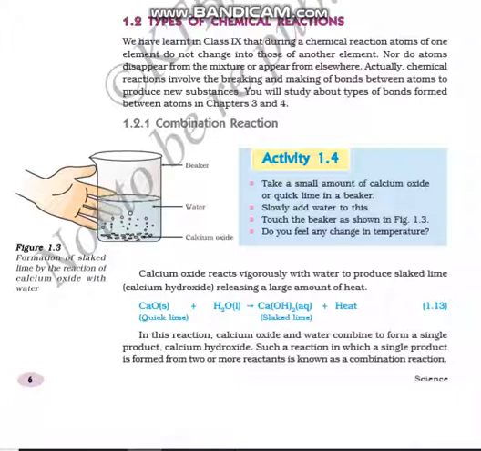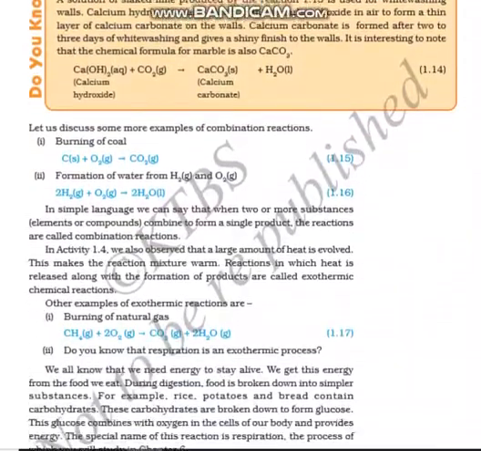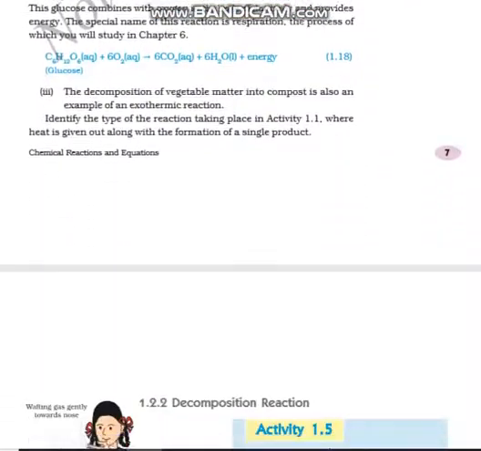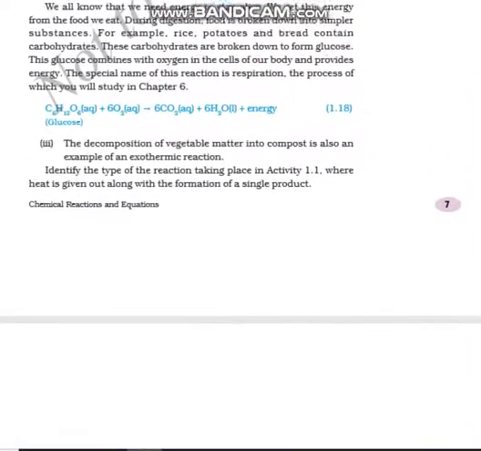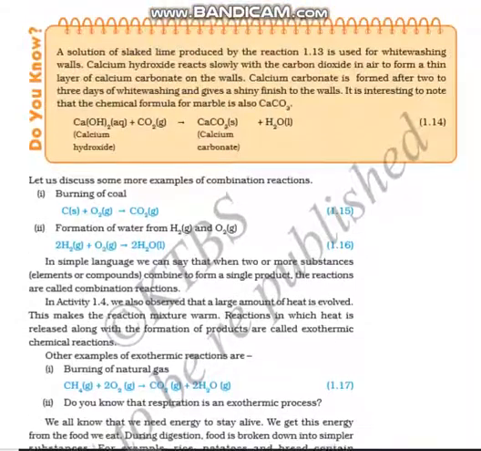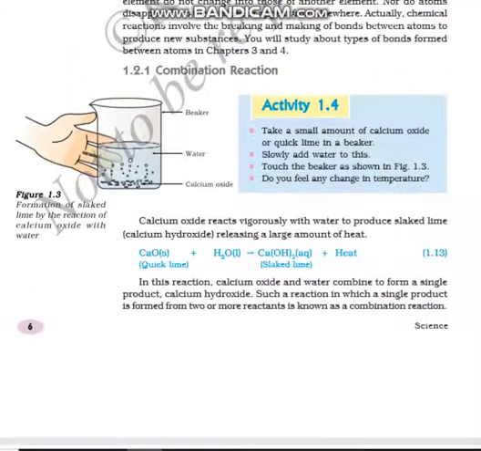the chemical reactions are classified into various classifications, such as combination reaction, decomposition reaction, oxidation and reduction reaction, and so on. So one by one, let us try to understand the types of chemical reactions.